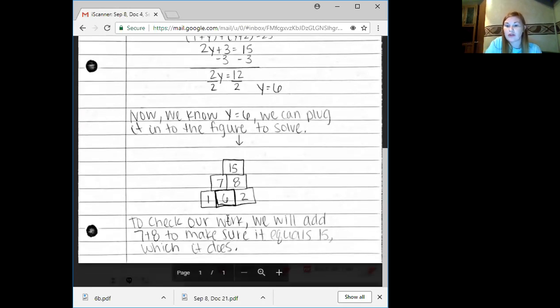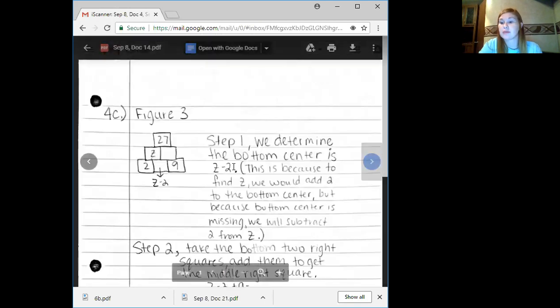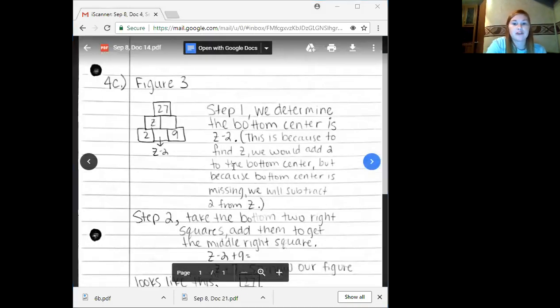So we plug it in where the y was at here. 6. 6 plus 1 is 7, and then 6 plus 2 is 8. 7 plus 8 is 15. So that's how we check our work. We just kind of go back and add them and make sure that the pyramid adds up as it goes up. Now we're going to look at figure 3.